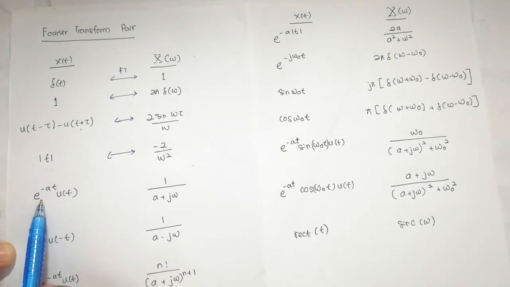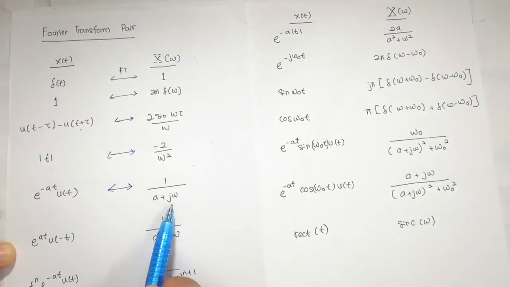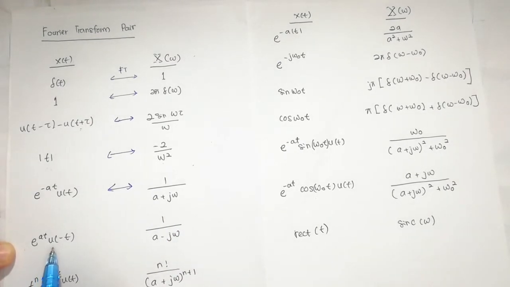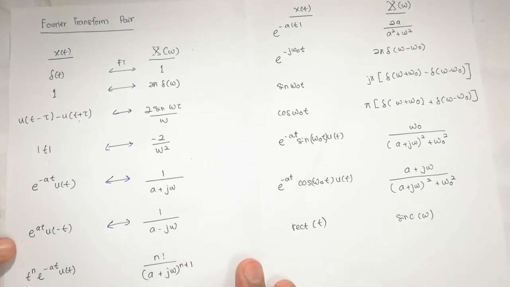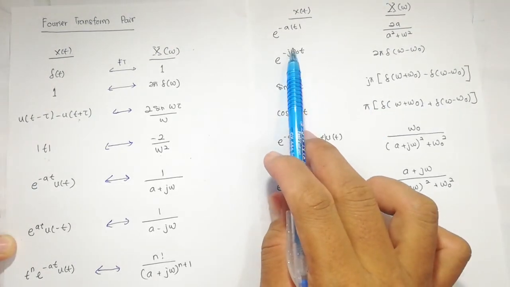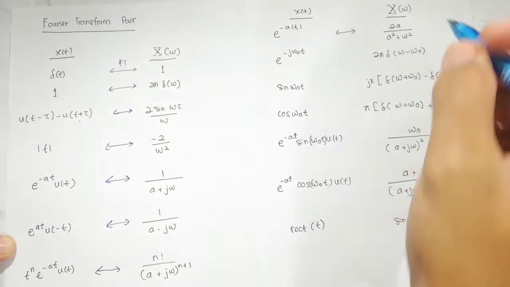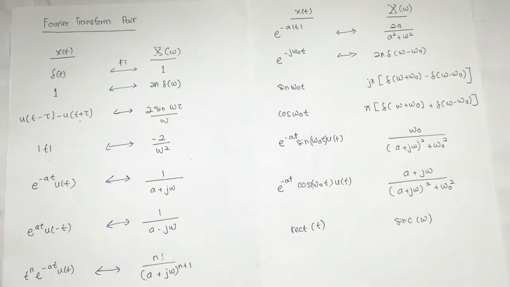If you have exponential e^(-at) u(t), the Fourier transform will be 1 over a plus j omega. And if you have e^(at) u(-t), this will be its Fourier transform, and so on. We also have t^n e^(-at) u(t), whose Fourier transform is n factorial over (a plus j omega) to the power of n plus 1. You can have other signals too, so you can take a look at this. The question is how to use this Fourier transform pair so that we can transform a signal in time domain into a frequency domain. That is the most important thing.